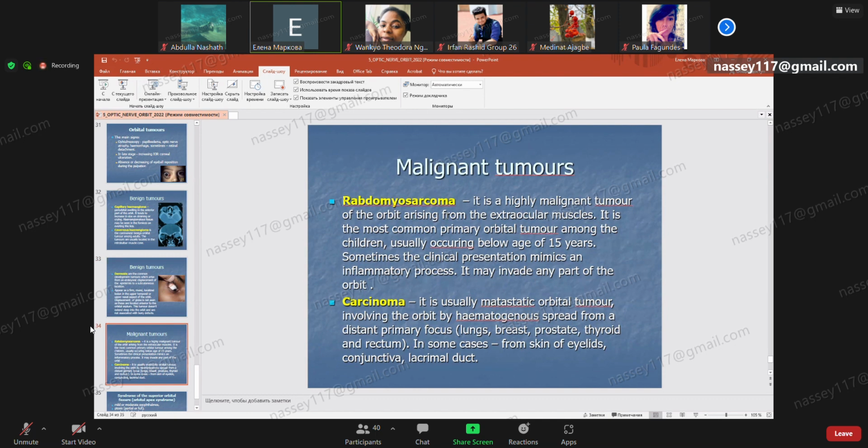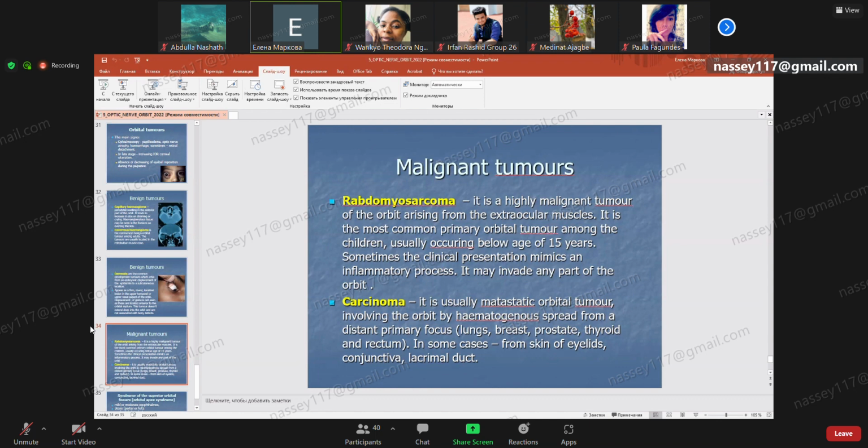Rhabdomyosarcoma is one of the main dangers among these tumors. It is a highly malignant tumor of the orbit arising from the extraocular muscles. It is the most common primary orbital tumor among children, usually occurring below the age of 15 years. Sometimes the clinical presentation mimics an inflammatory process. It may invade any part of the orbit.